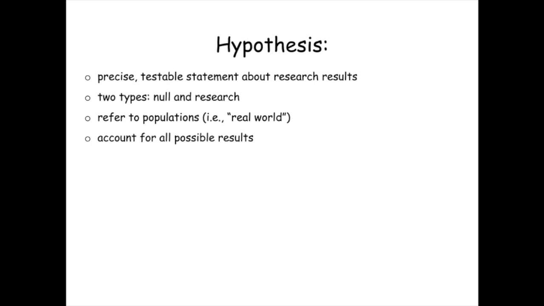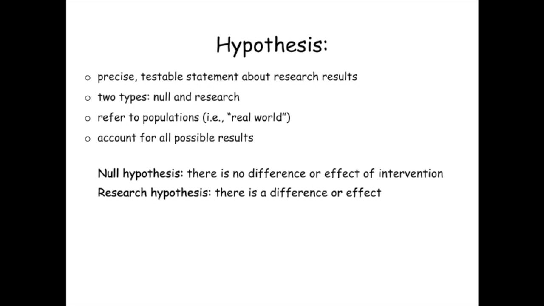There are two types, null and research, and they refer to the populations to which results will be generalized. The two statements account for all possible study outcomes. The null hypothesis states that there is no difference, and the research hypothesis states that there is a difference.